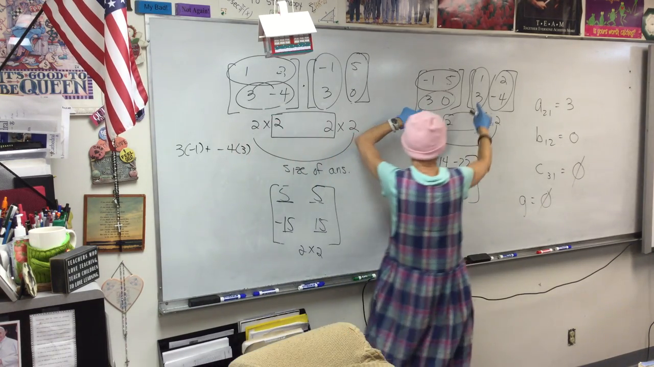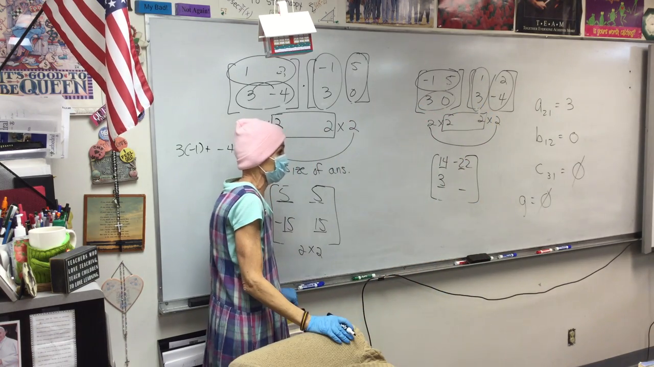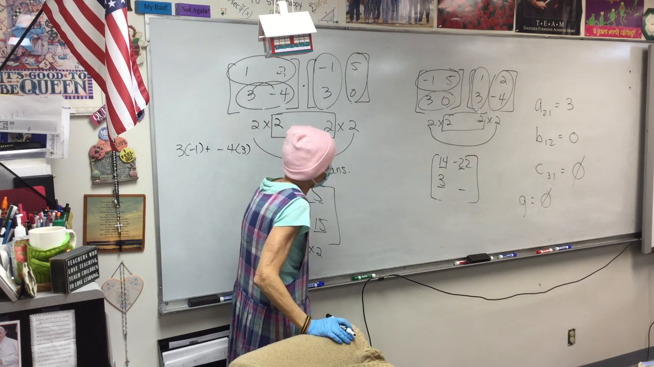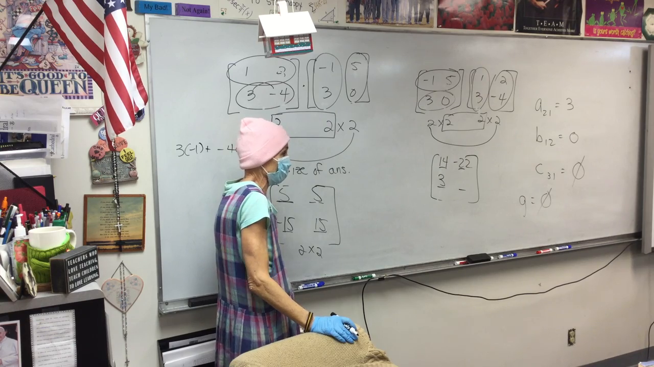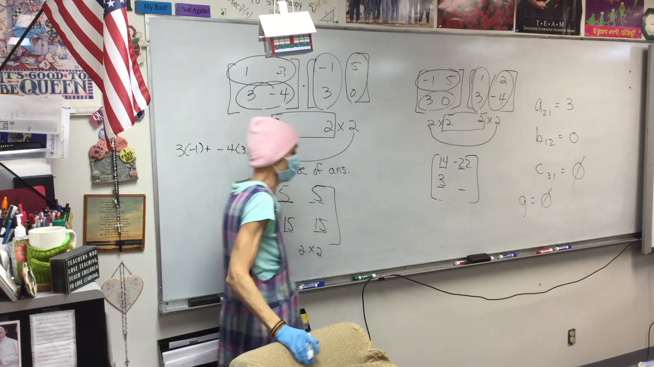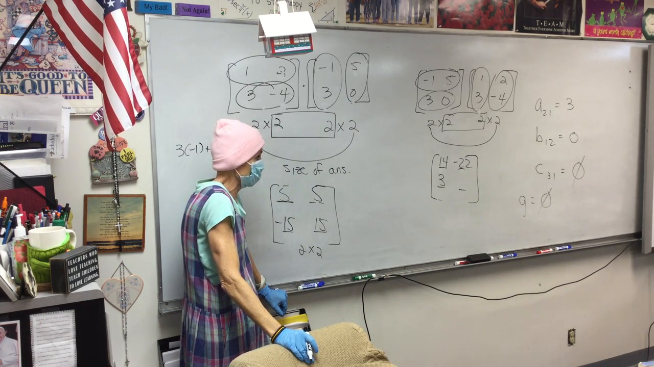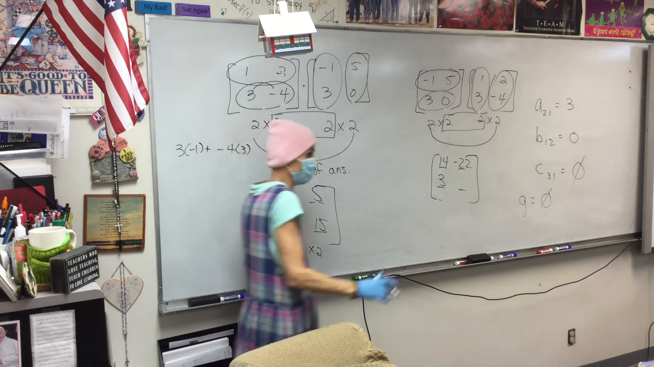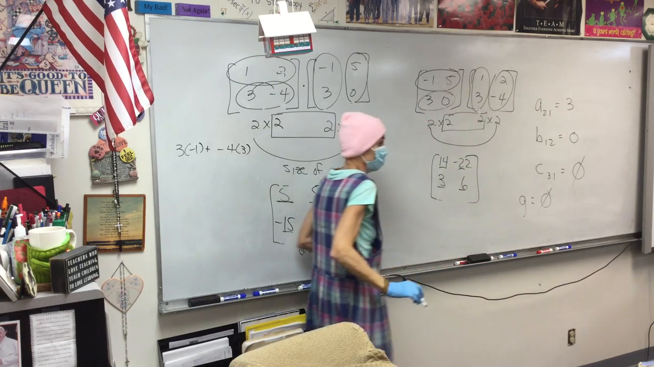Everybody see that? He did that kind of quick. 3, 0. Okay, find the last one for me. Let's see if we can all match. Second row, second column. What do you get for that last spot? 6? 6 and 0?